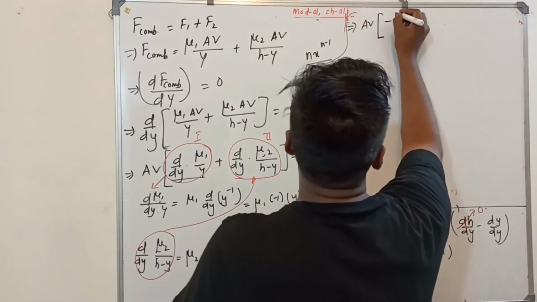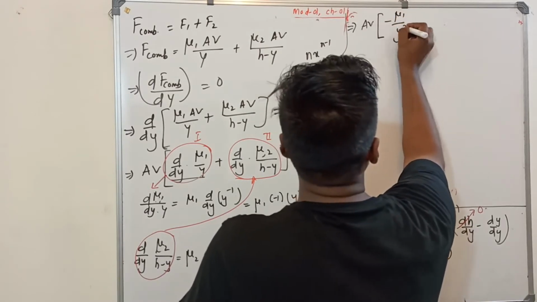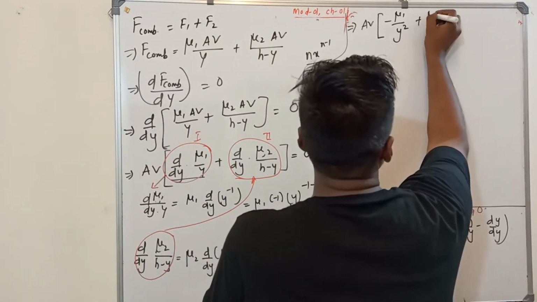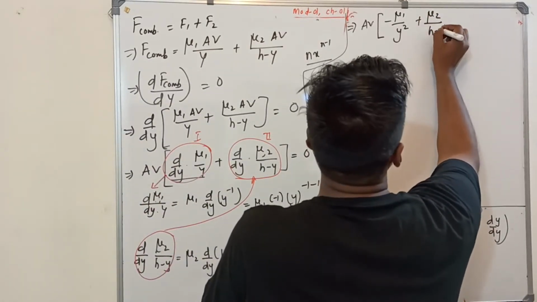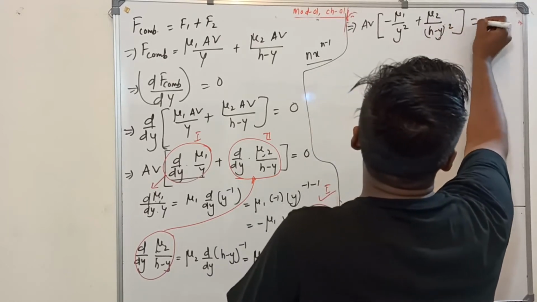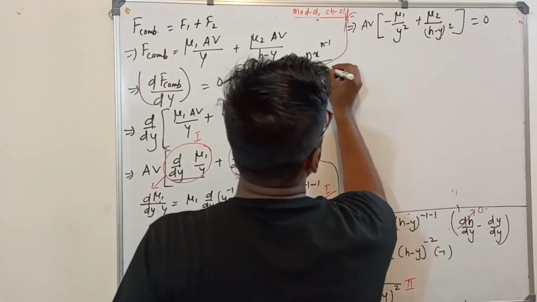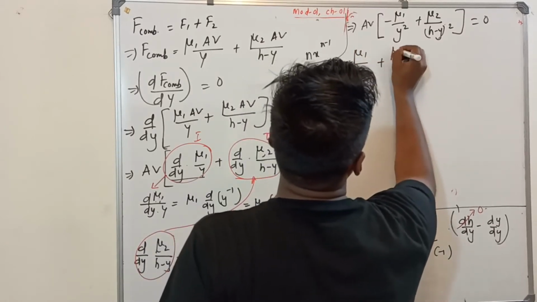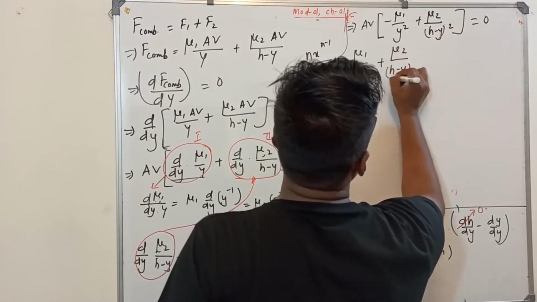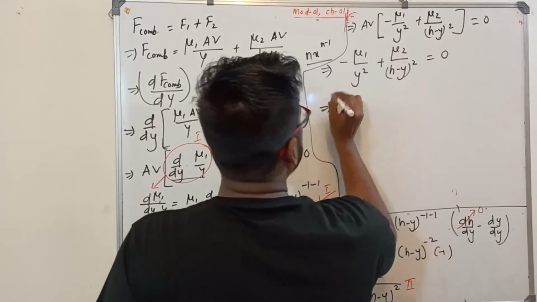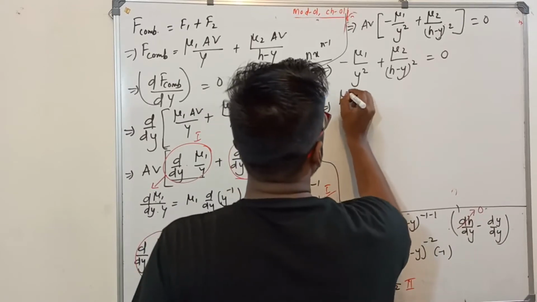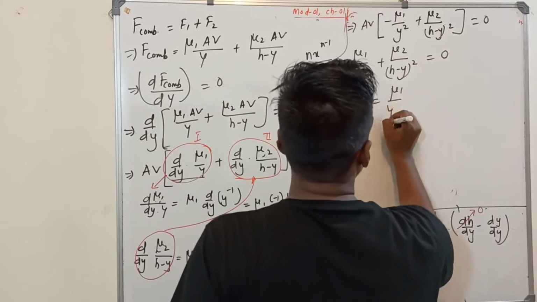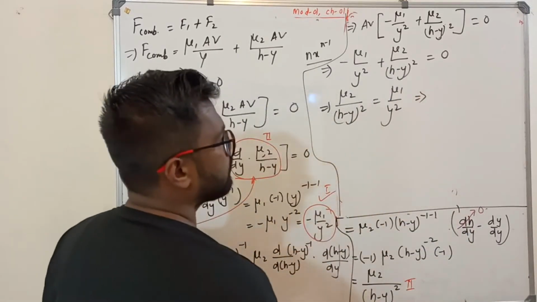Minus mu1 by y square. This is what you got. Second one, what you got? We got plus mu2 by h minus y whole square is equal to 0. Now take this AB this side, it becomes 0. So you got minus mu1 by y square plus mu2 by h minus y whole square is equal to 0. Take this. So what you got? Mu2 by h minus y whole square is equal to mu1 by y square.